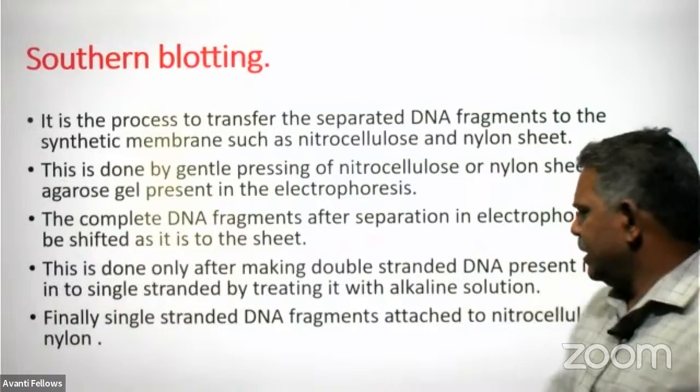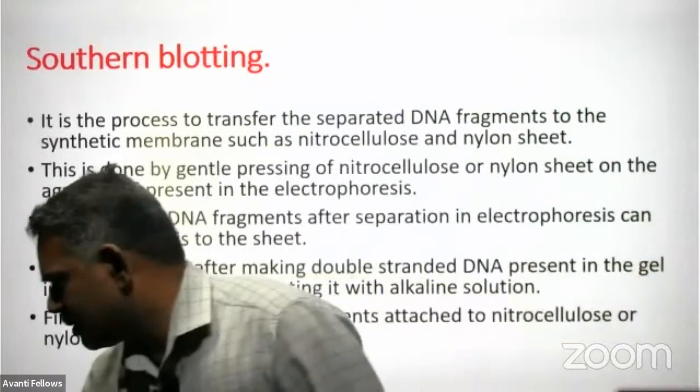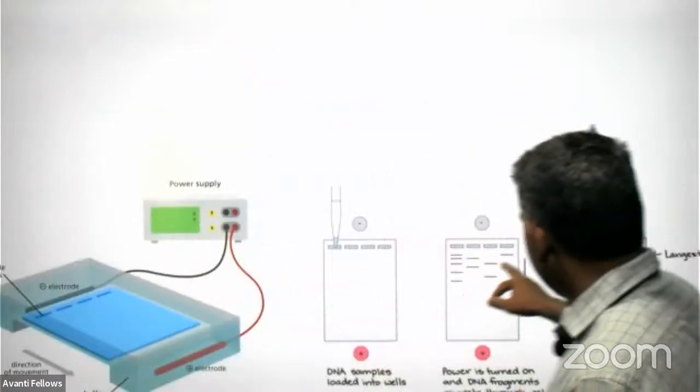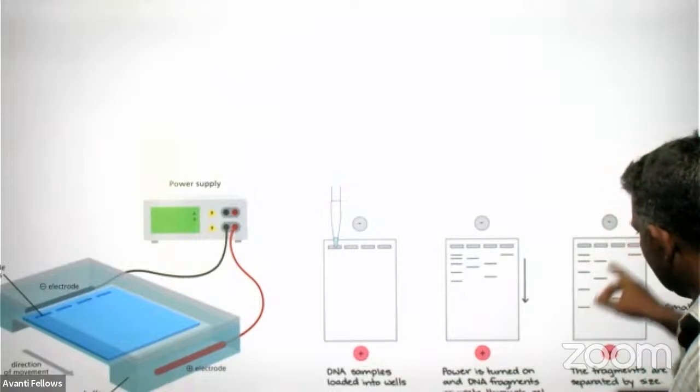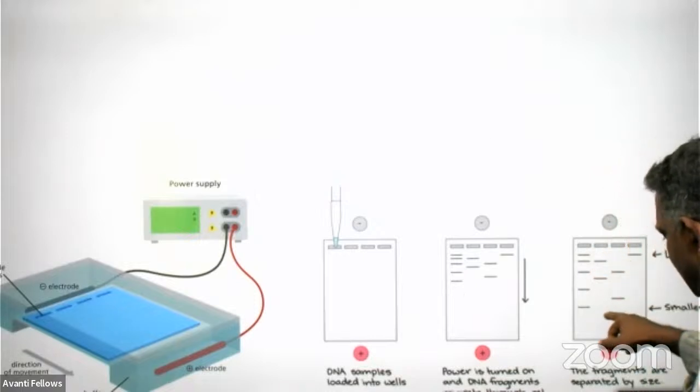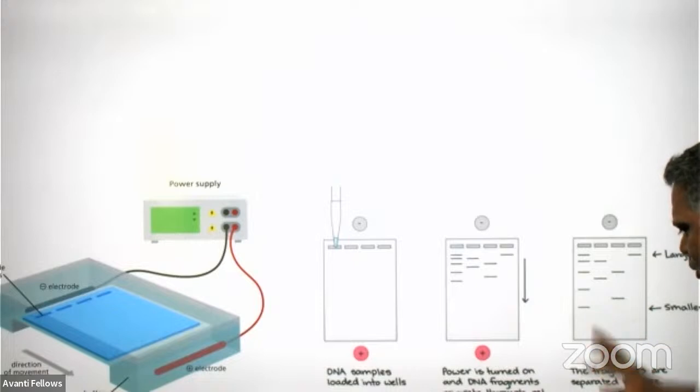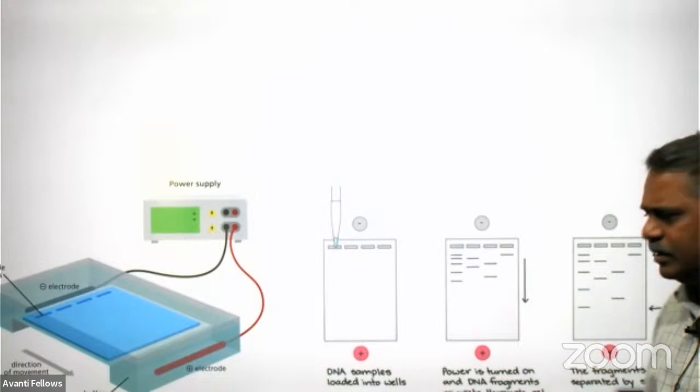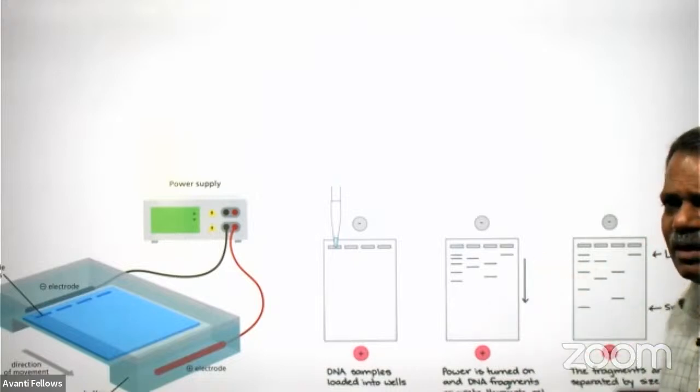Now, DNA is separated. You can see the separated DNA here. The largest one will be here, and the smallest one will be here, near the positive charge. And this DNA is double-stranded.